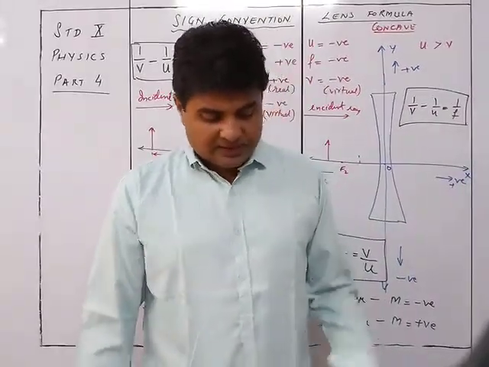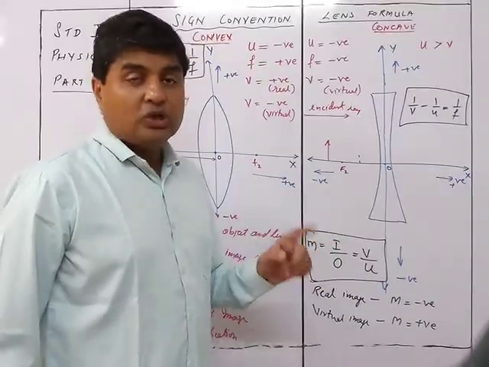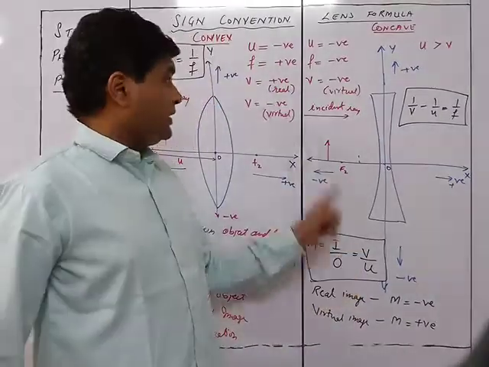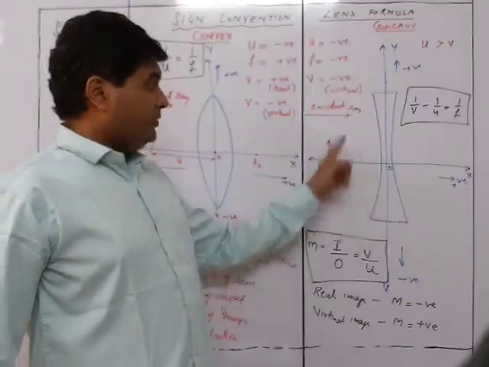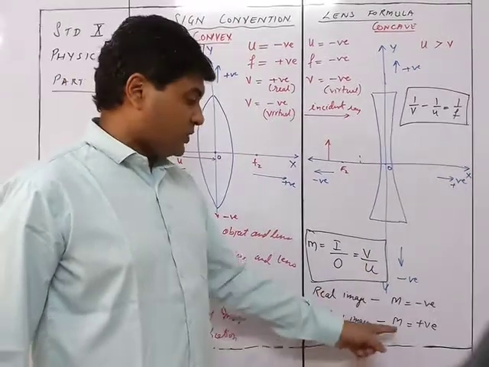So the sign convention, we are going to use this V and U with the sign convention. According to sign convention, V here, if it is a virtual image, will be negative, and U will be negative also. So negative, negative become positive. So it's a virtual image.